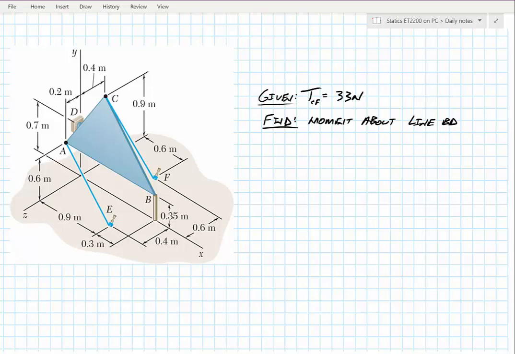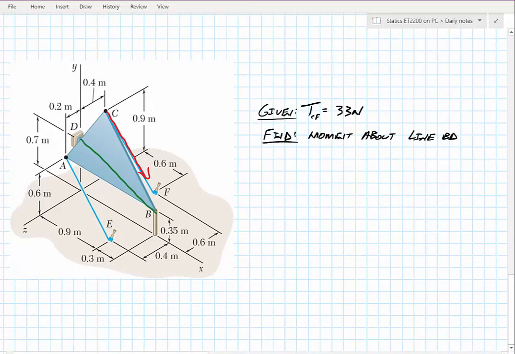So I could draw, for instance, a line that connects B and D. That's kind of like the pivot point. And then there's C and F and A and E that are holding it in place. In this case, what we're given is that the tension of CF is equal to 33 newtons, and we want to find the moment of that about the line BD, that green line.